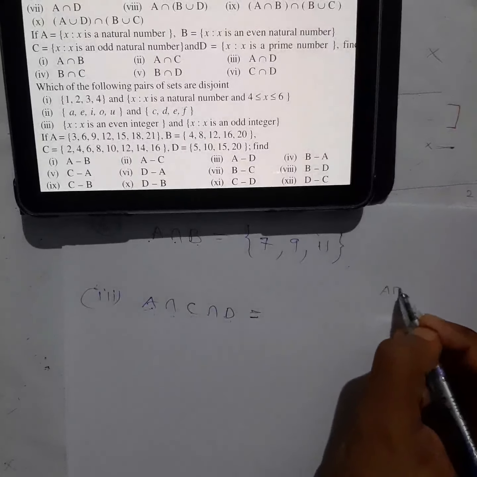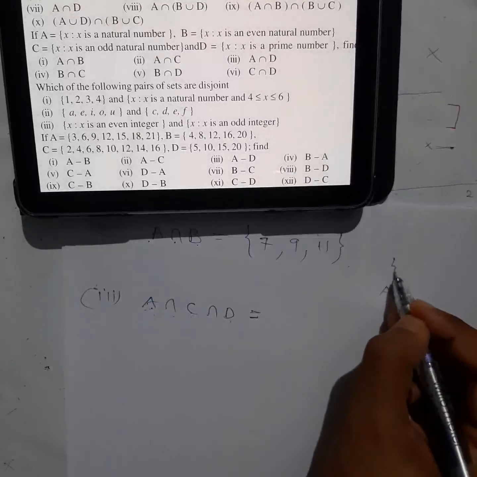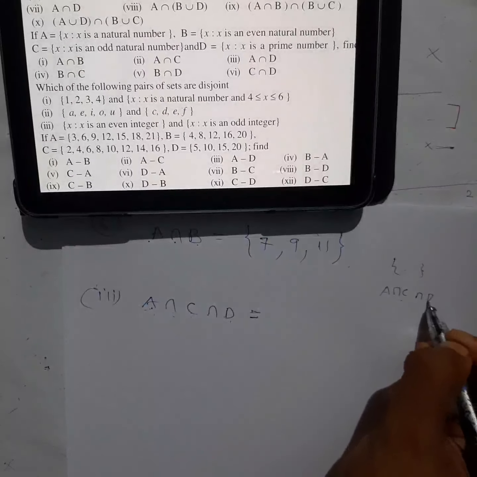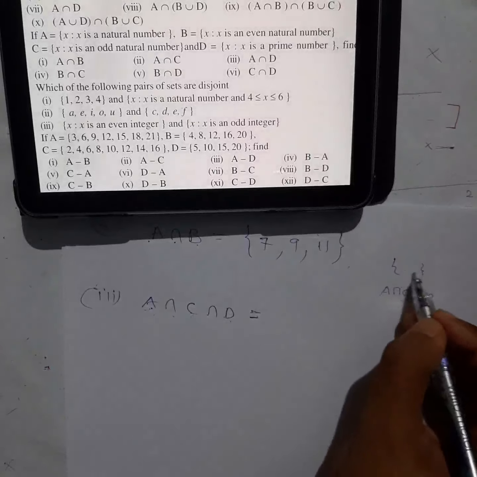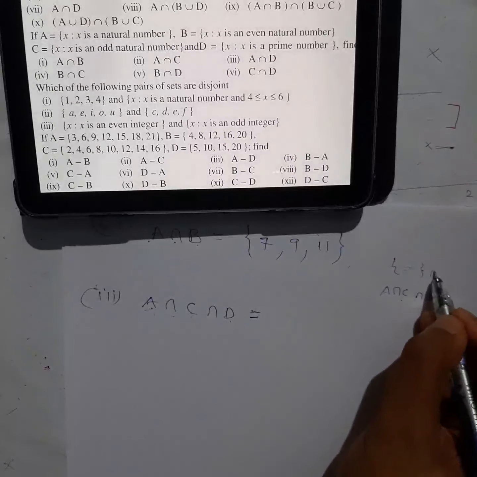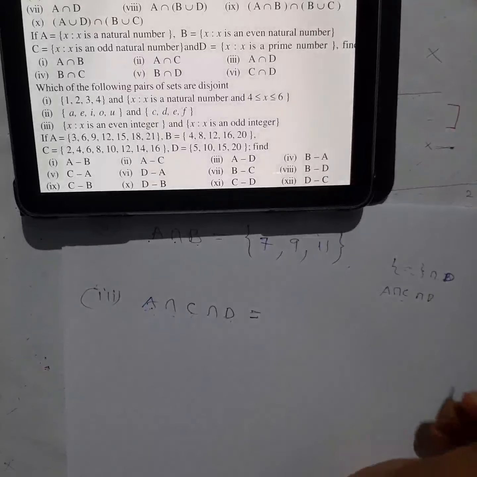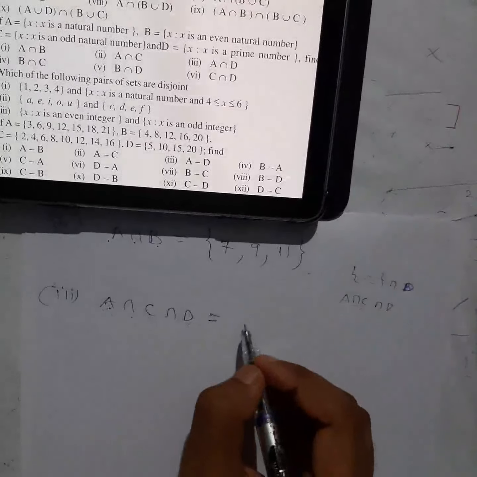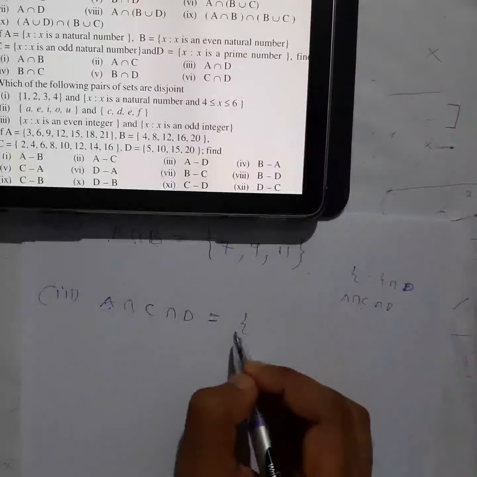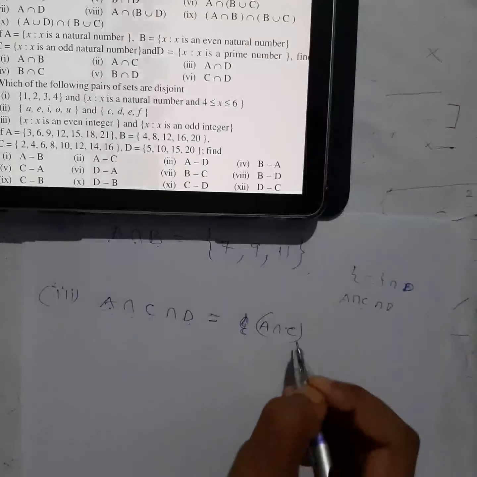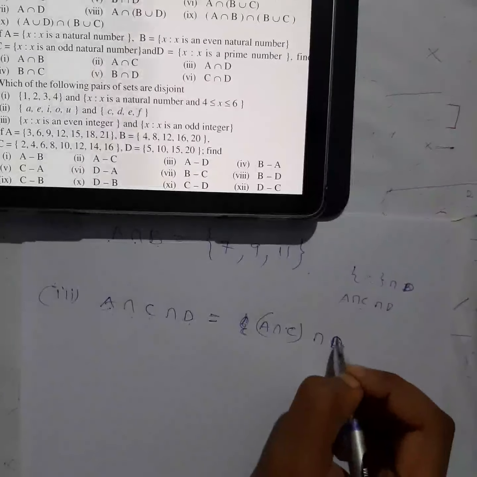Means first you find out A intersection C. You will get some set, right? Whatever elements you get, you try to find the common element between that and D also. Whatever elements are here, between this and D, you find the common element. Okay, let me show you here. Let me write in brackets first: A intersection C, then intersection D we will find out.